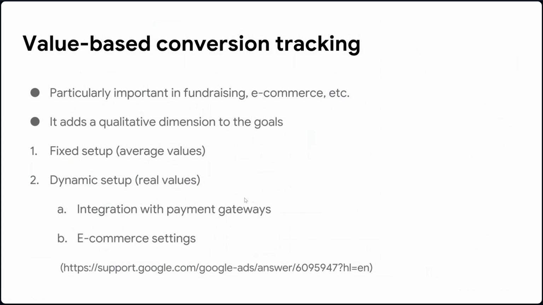So you don't want to just transmit the event that fires when somebody completes the conversion, but you want to also transmit the actual value of the purchase or of the donation or whatever that is. And so it basically adds a qualitative dimension to these goals, which, like I said, in certain businesses, this is key, right? Then you can do it in two ways. One way is a so-called fixed value setup, where you just look back historically and you calculate your average order value, and then you add it in, right?